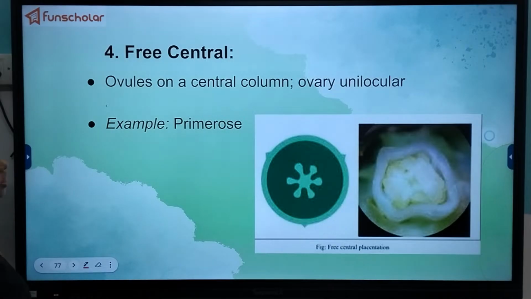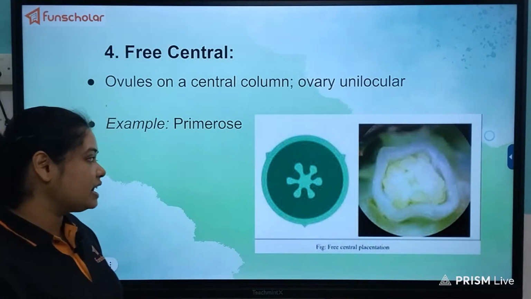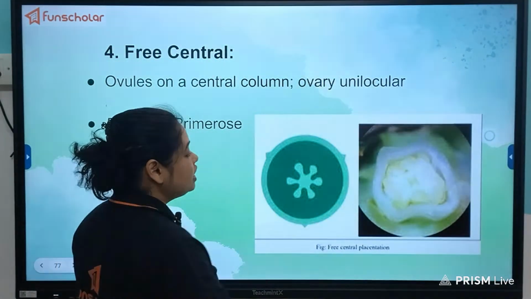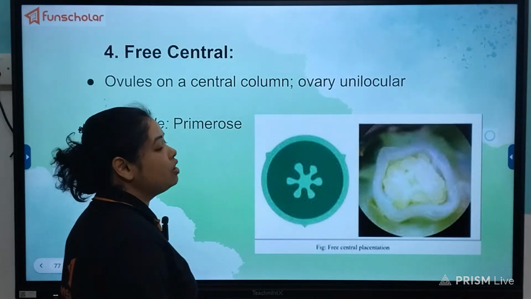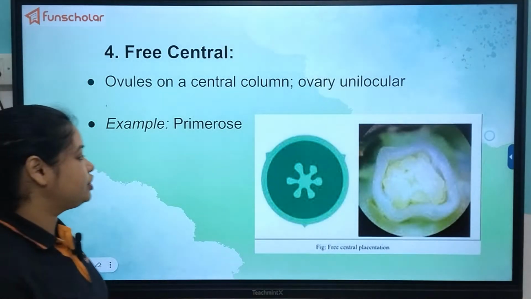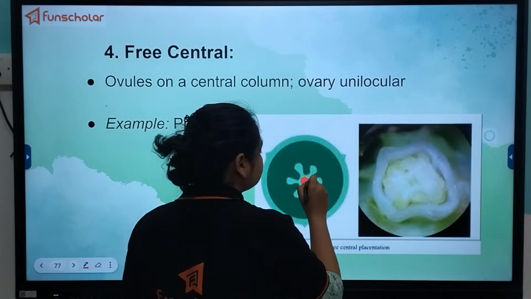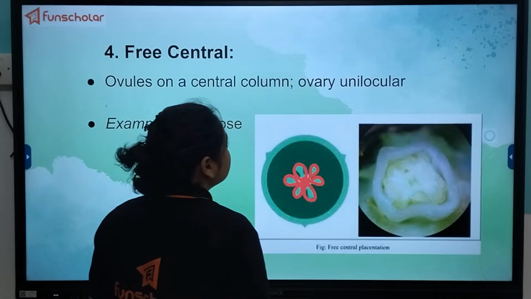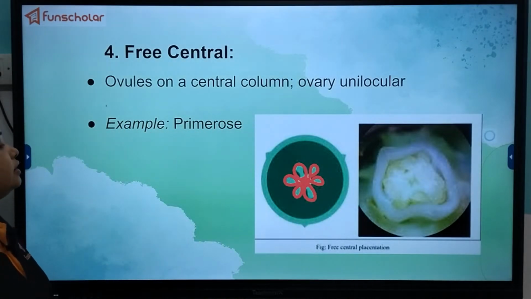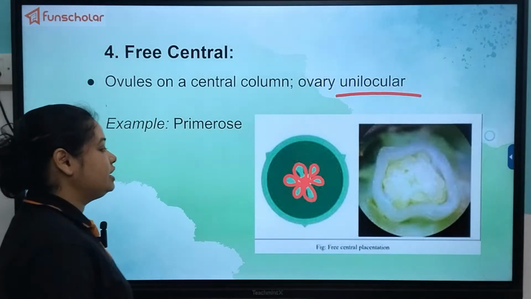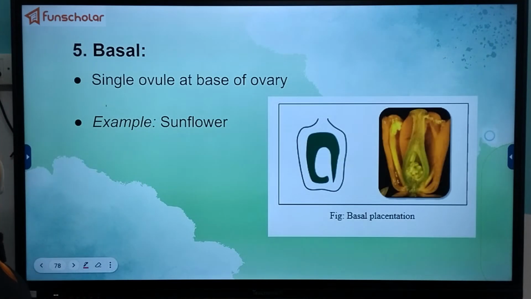Then the free central. The free central represents exactly the arrangement of the axial placentation, but the difference is that there is again no division of the ovary chamber, or the locule is one only. Here also the central axis will be present and the ovules are attached to the central axis, right? So the central column is the central axis of the placenta, and the ovary is, as I told you, unilocular. It is not divided into multiple chambers.